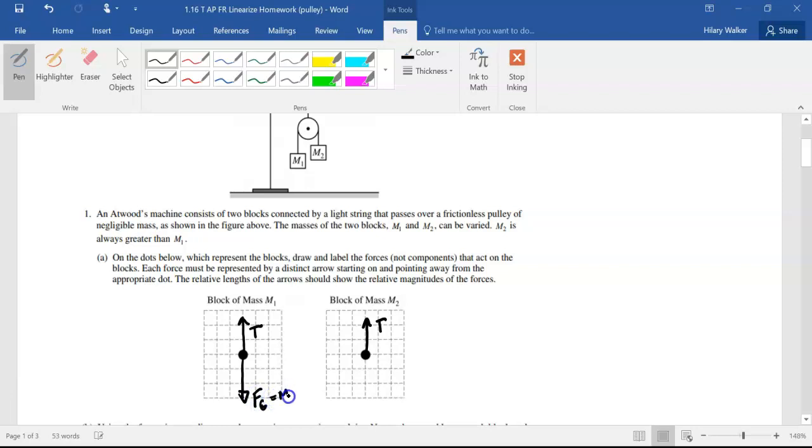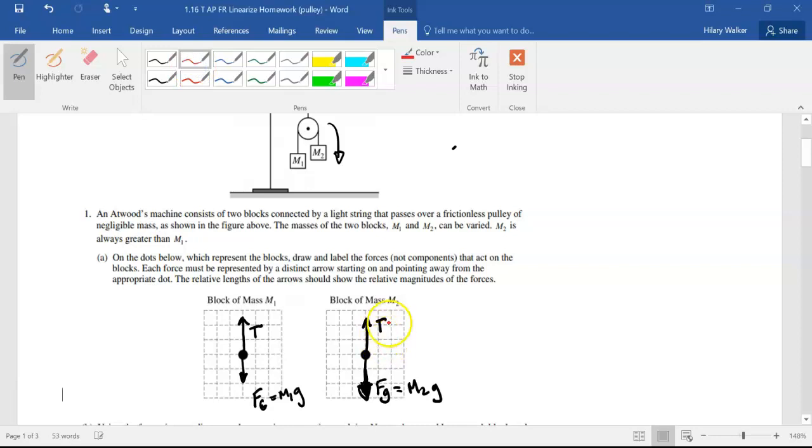This one is going to be FG equals M1G, and this one is going to be FG equals M2G. One thing I realized, the relative lengths of the arrows should show the relative magnitudes of the forces. So which way is the system going? M2 is always greater than M1, so it's going this way. Looking at the system on the right, if M2 is greater than M1, that means FG has got to be greater than T. So I'll make sure to draw FG a longer arrow than T. And on the other side, I should draw FG shorter than tension. There we go, that's a little bit shorter. Perfect.